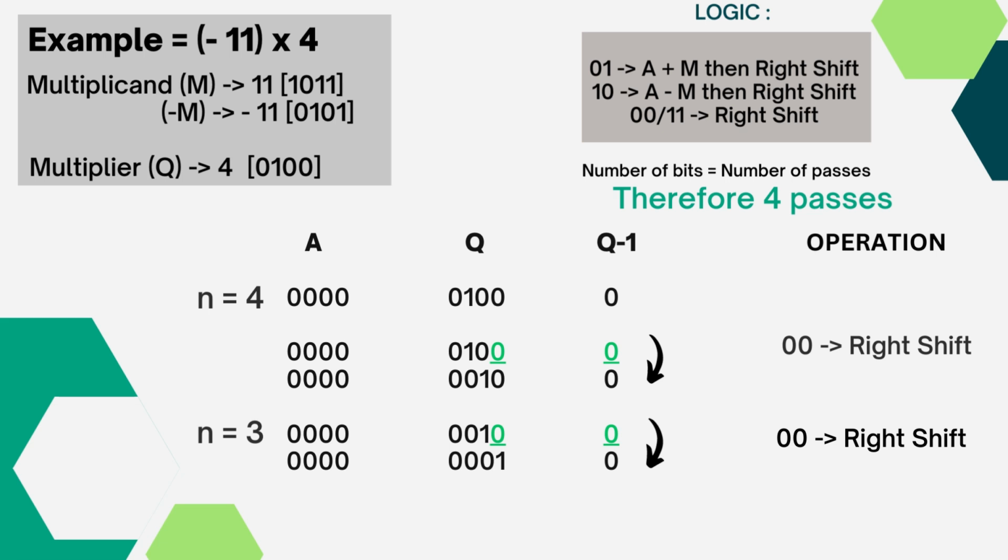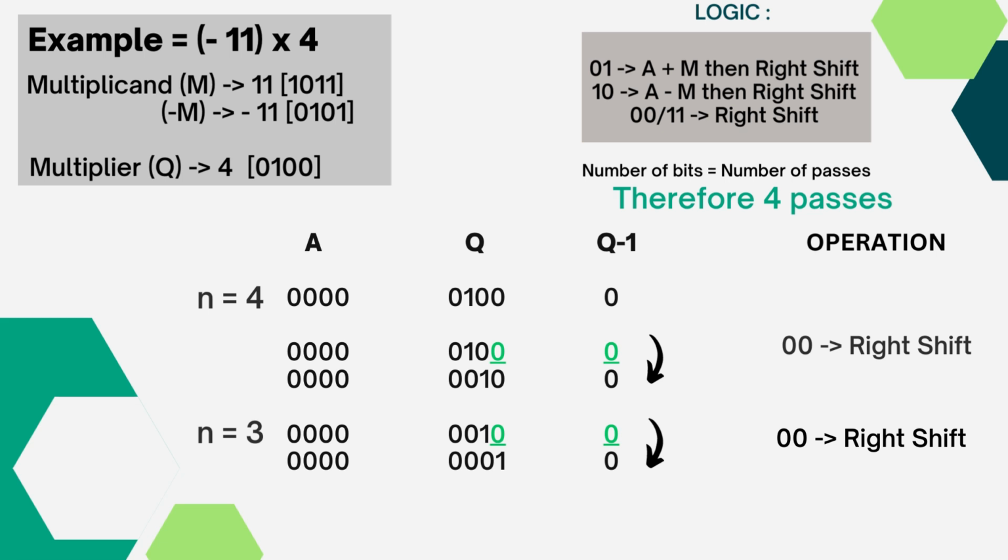In A, initially it is 0 0 0 0, q is 0 1 0 0, and q minus 1 initially is 0, and the number of bits is 4. Here q naught, the LSB of q, is 0, and q naught q minus 1 is 0 0, so we have to do a right shift in the upcoming operation, and then decrement count by 1. The n is equal to 3.